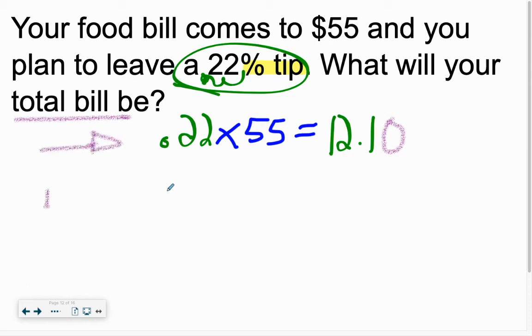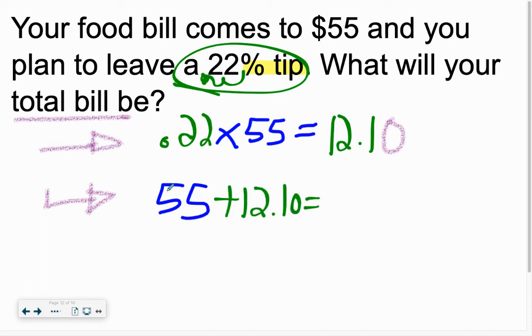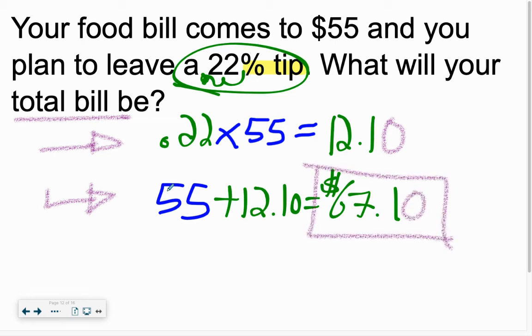Step 1 was to multiply. Step 2, since it's a tip, money that we're choosing to leave, add it on in. Again, for me, I will accept 67.1. That is a wonderful answer. IXL requires at this time to put a 0 in, so make sure you do that if you're on IXL getting extra practice.